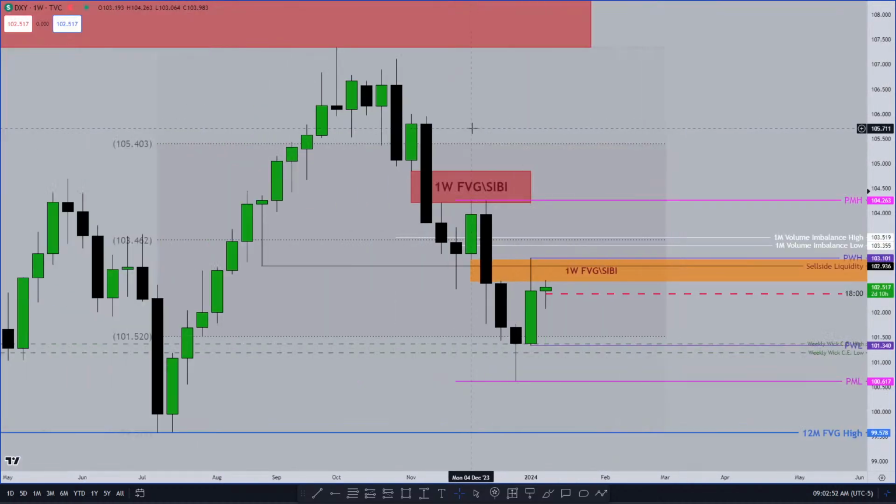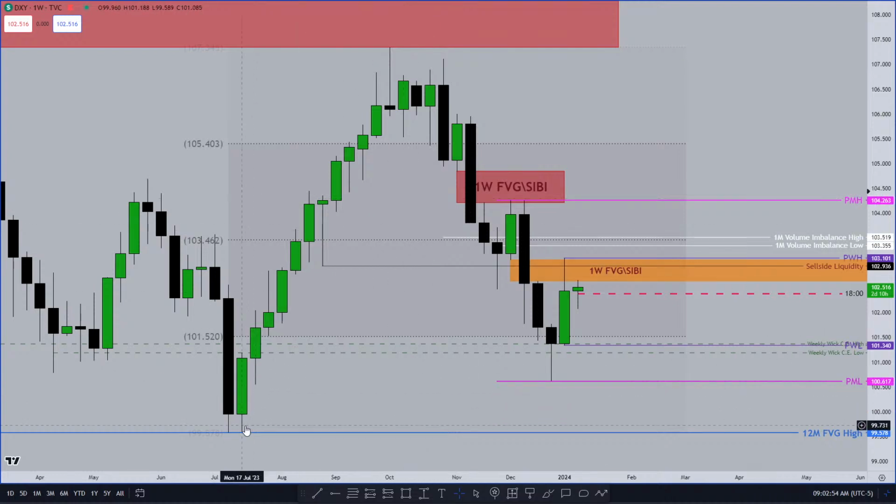To the weekly, we have that range right here. So this is a clear dealing range that we're operating in right now. We've traded to the 0.25 gradient of that dealing range, and we've showed a willingness to want to trade higher.